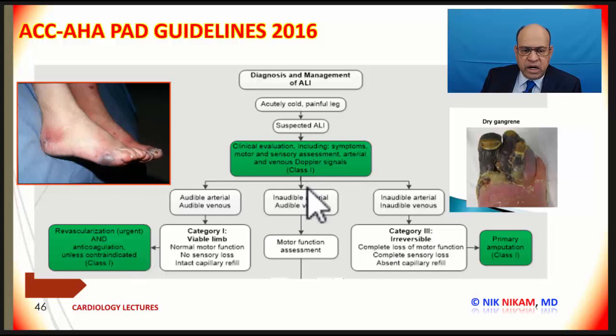The second class is inaudible arterial pulses, with audible venous pulses. Motor function assessment we'll look into in a moment, in the next slide.